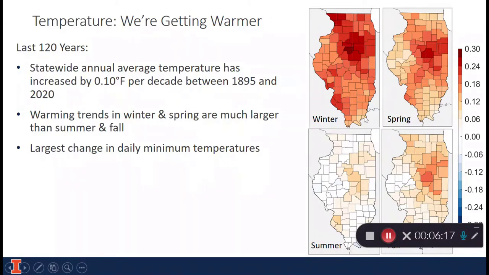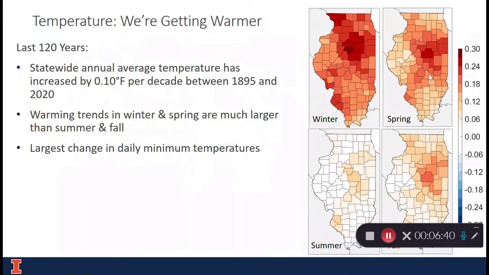So you can see the darker areas of red, the shading in red in winter and spring in particular, show higher rates of warming. So winter and spring are warming at a faster rate as far as average temperature is concerned than, for example, summer and fall. Now, when we break this down between daily maximum and daily minimum temperature, what we see is that the largest change by far in all of the seasons is in the daily minimum temperatures.